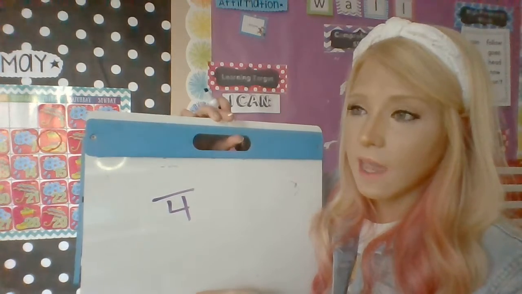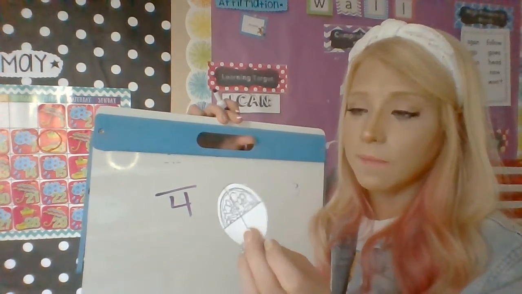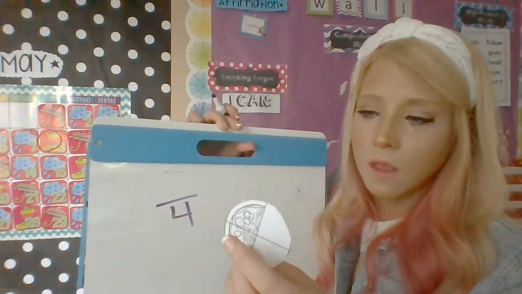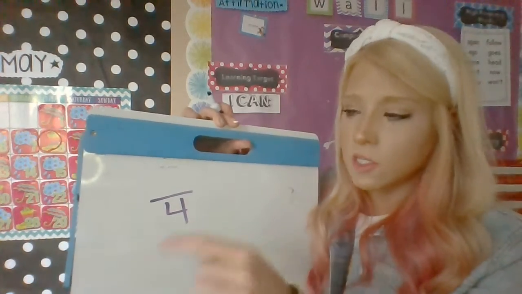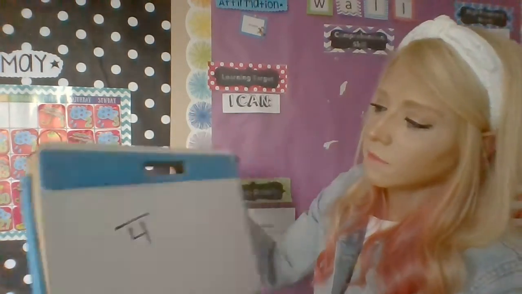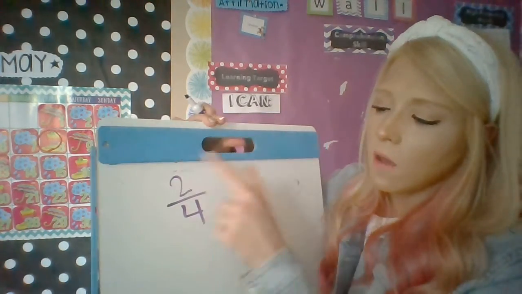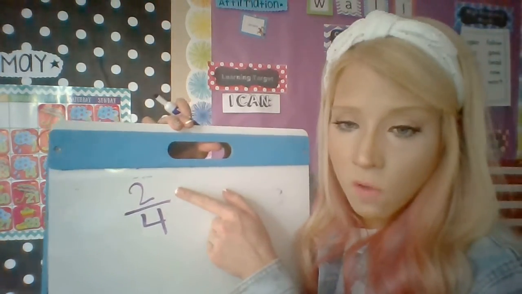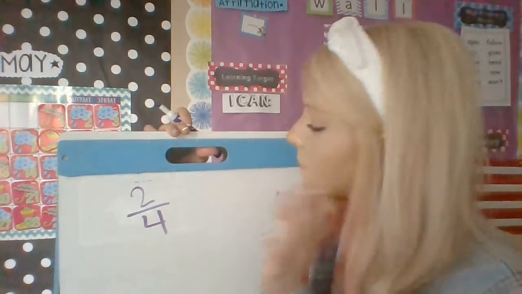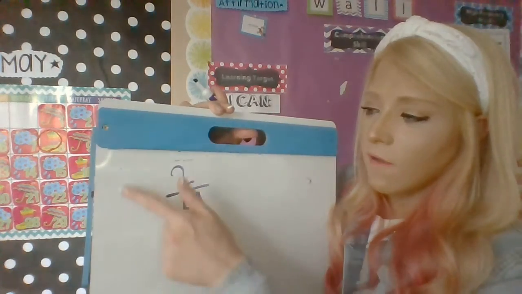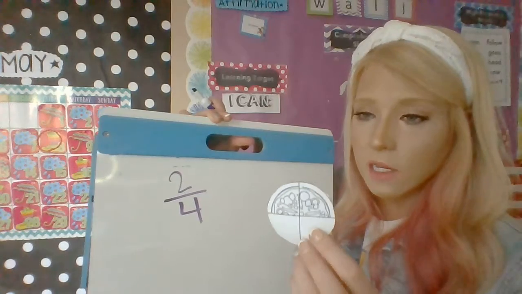Okay? Now let's count how many are shaded in or left. People didn't eat them yet. That makes up the top part of the fraction. 1, 2. See? So we put 2 at the top of our fraction. And the fraction way to say this is 2/4. Everybody say it. Very good.